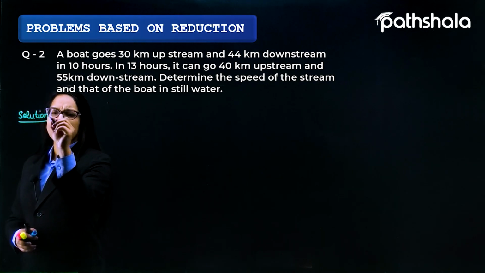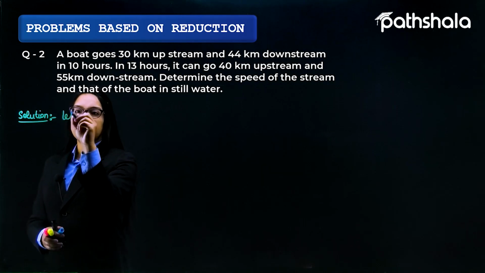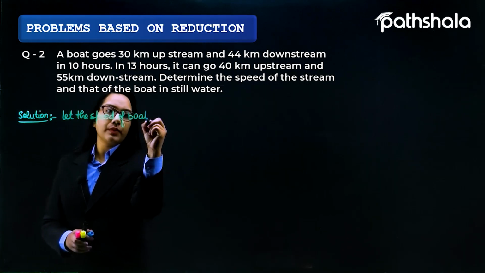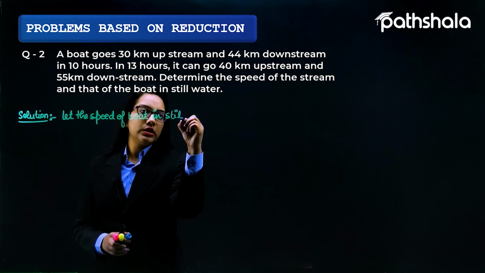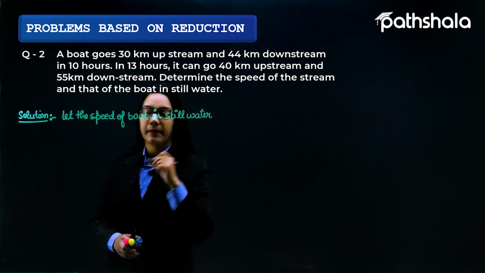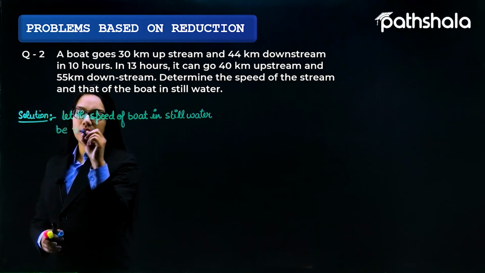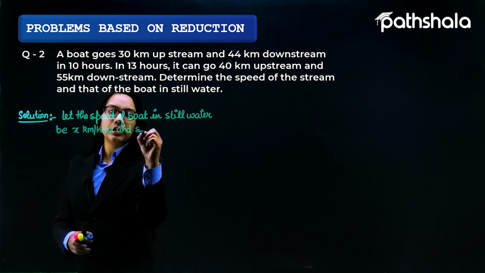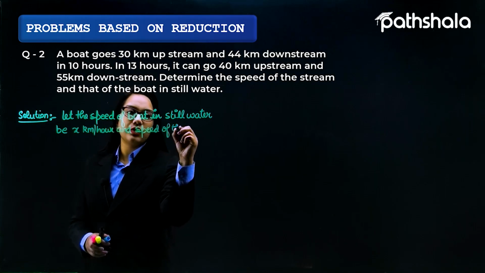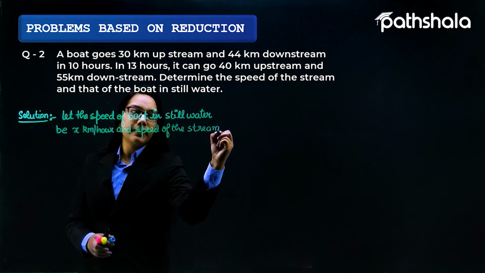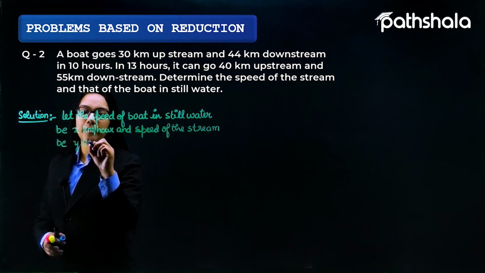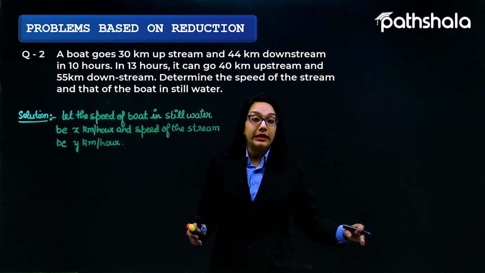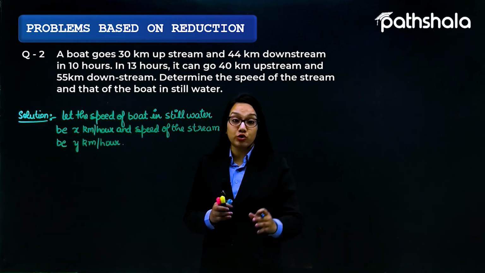Let the speed of the boat in still water be x km/h and the speed of the stream be y km/h. If we are talking about the boat going upstream and downstream, then the speed of the boat upstream and downstream will be of the following type.